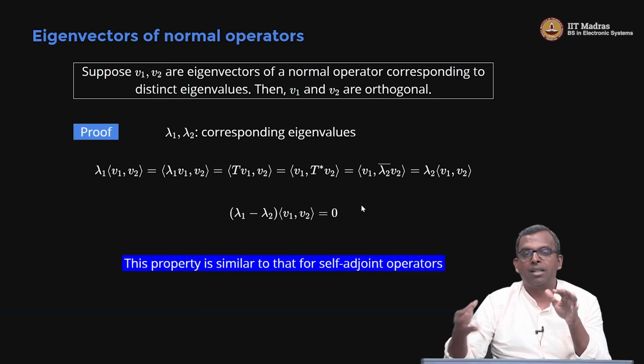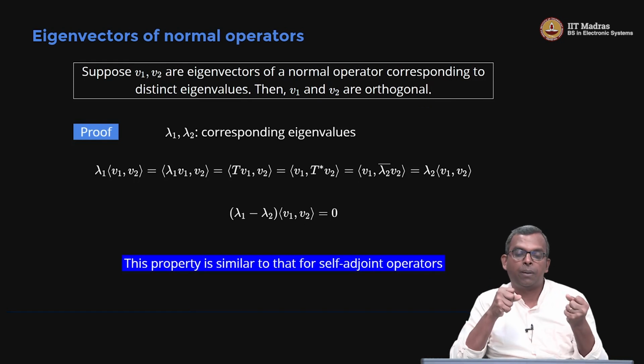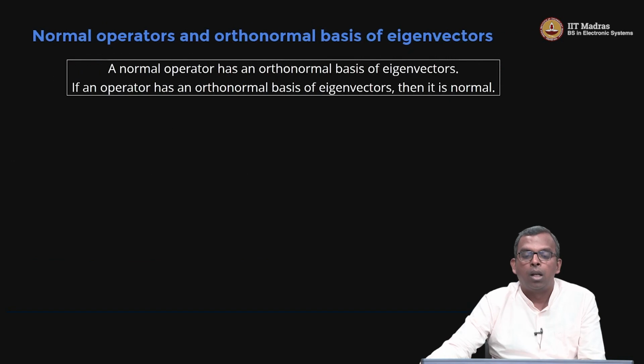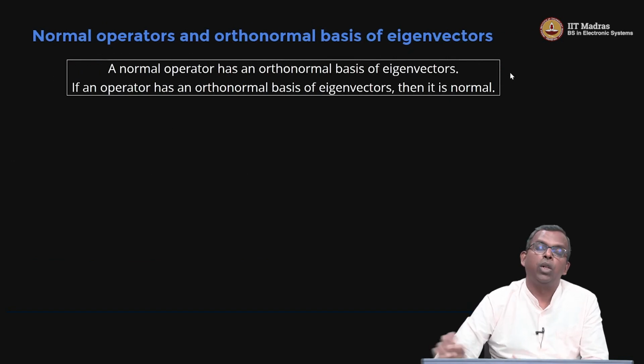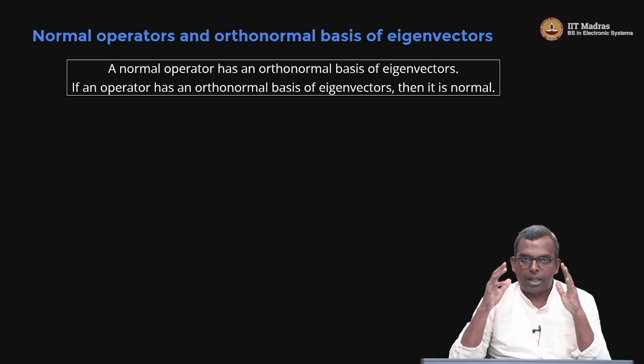This property is similar to that for self-adjoint operators. Notice that you don't need self-adjoint for this orthogonality property. Normality is enough. So that's important. Here is the final thing. Now we know that any two eigenvectors of a normal operator are orthogonal.